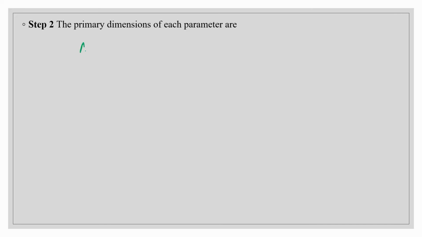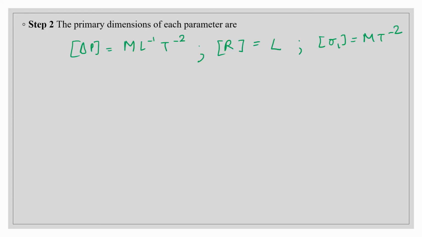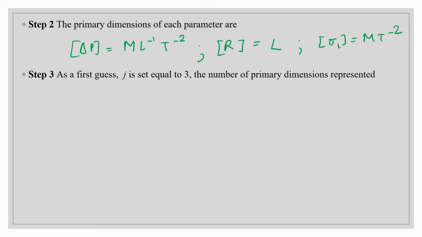If I write the primary dimension of the pressure, this is equal to m l inverse t to the power minus 2, and the dimension of the radius is equal to l, and the dimension of sigma s is equal to m t to the power minus 2. Now we will go to step 3. We will count the number of primary dimensions. As you can see, the primary dimensions are m, l, and t, right? So there are 3 primary dimensions.